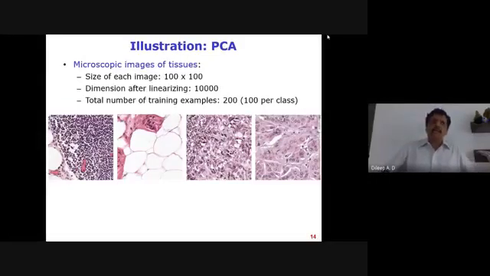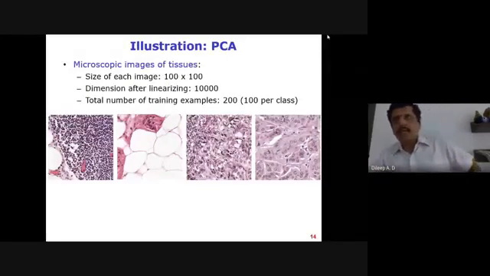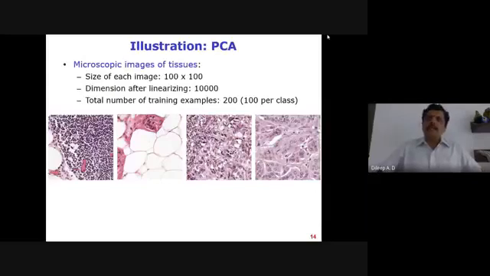I wanted to apply PCA here. From these 200 examples, I computed the correlation matrix, which is of dimension 10,000 cross 10,000, and then I performed the eigen analysis. As a result, I got 10,000 eigenvalues and the 10,000 corresponding eigenvectors.